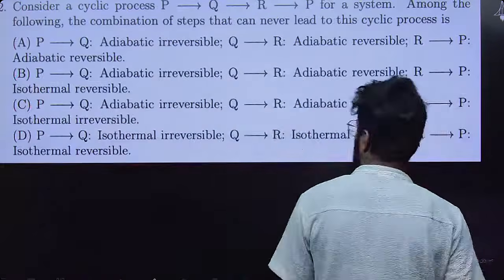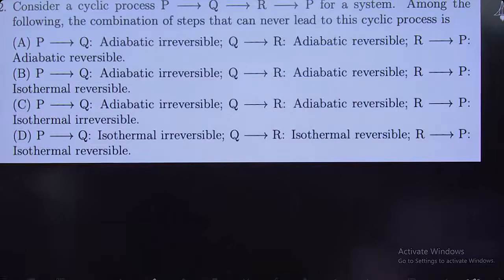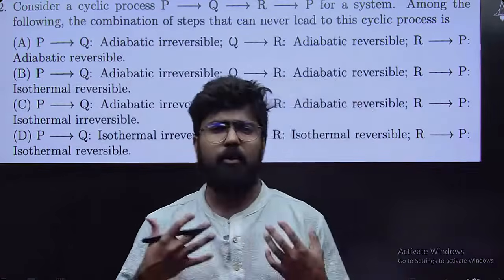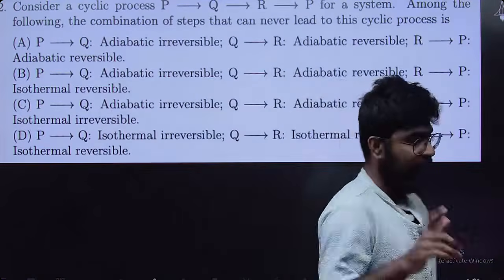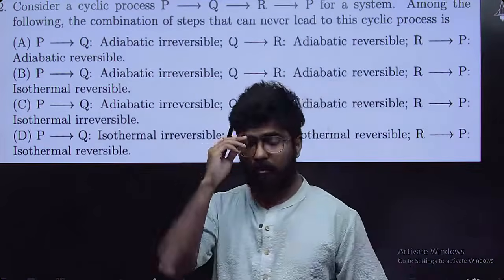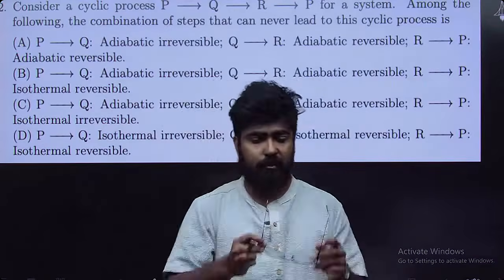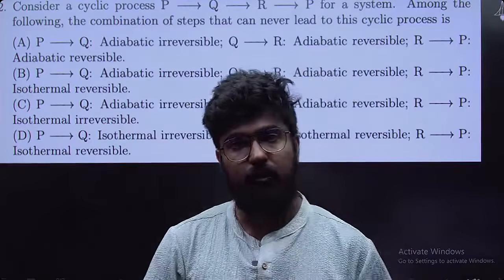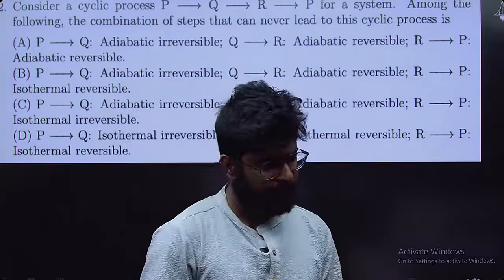Now moving to the next one. Consider a cyclic process P to Q, Q to R, and R to P for the system. Now see, whenever you want to consider a process cyclic, you need to understand that the last process is exactly the revert process. So if there are three processes, probably you are going to get two expansions and one compression. If there are four processes, you will get two expansions and two compressions.